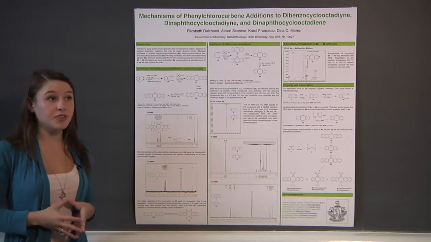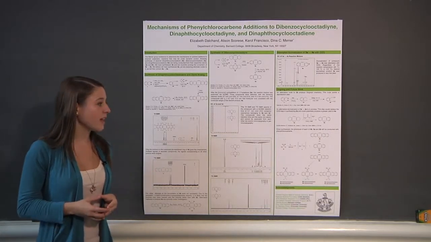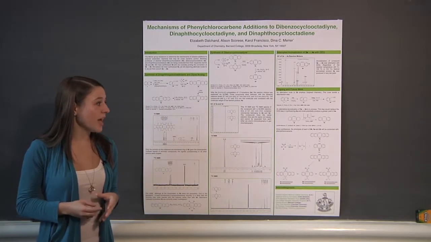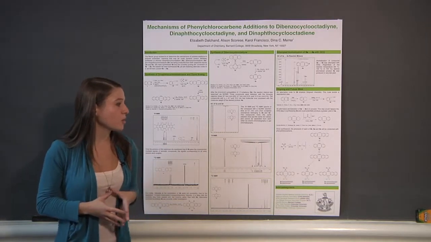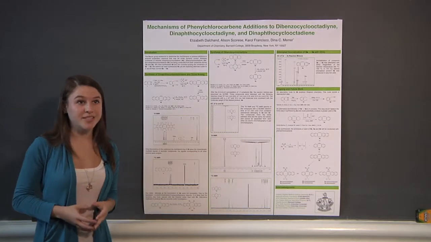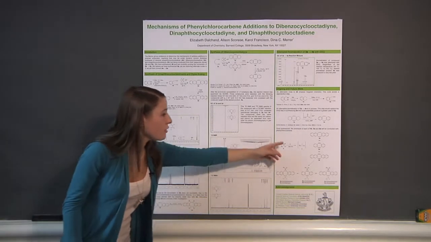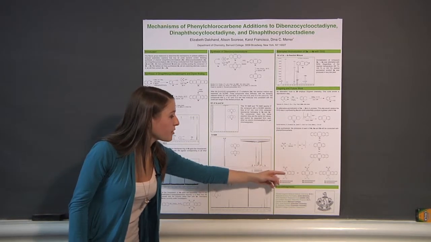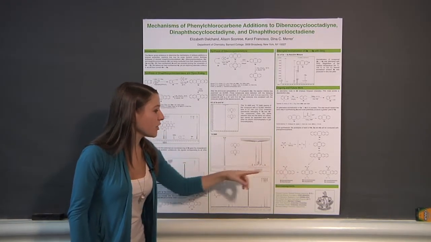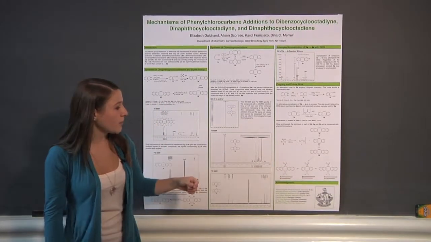And then once we have synthesized these compounds, we are going to irradiate them with ultraviolet light at 350 nanometers, and we are going to react them with something called phenylchlorodiazirine, which gives us phenylchlorocarbene, which is one of the carbenes that the Mehrer group studies. And we expect addition of the carbenes to the most reactive double bonds or triple bonds in each of our compounds. Those are on the top and bottom of the 8-membered ring in each of our compounds.